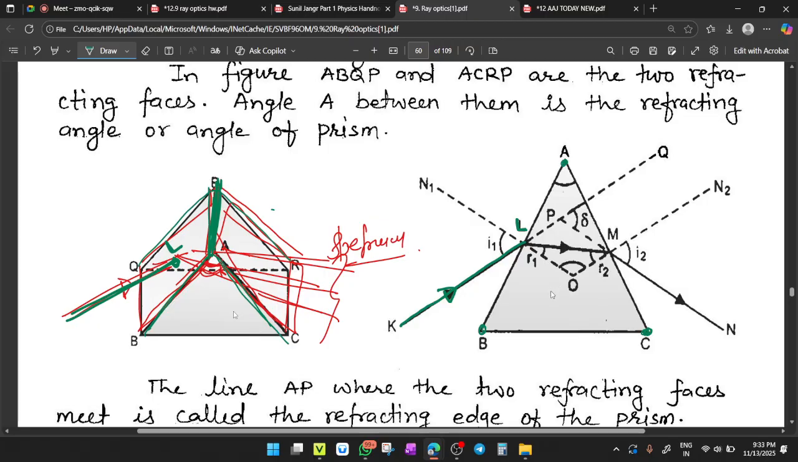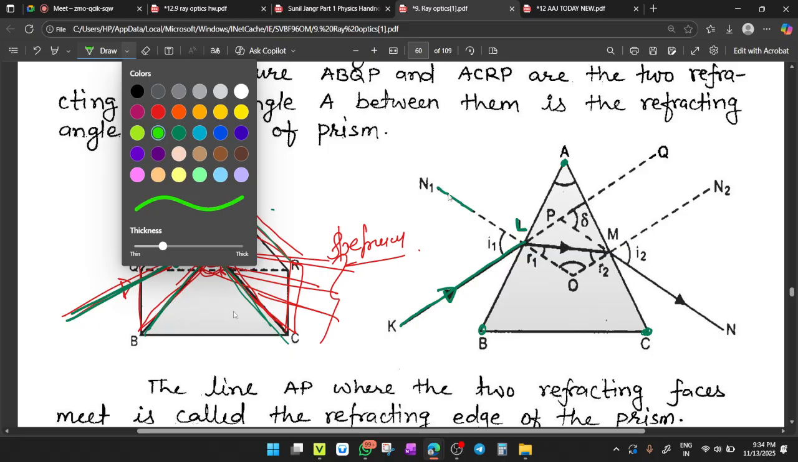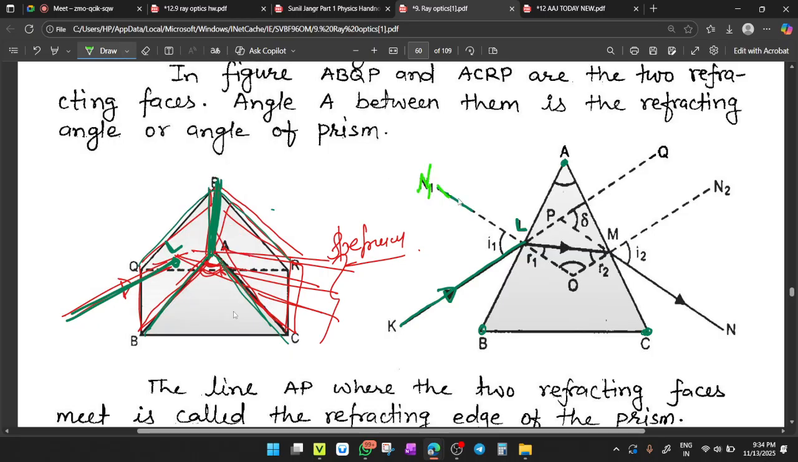So first you have to make the normal, because we have to perform the refraction with respect to normal. So first it is the normal number 1. We have considered a normal here with the name N1. Draw the normal, students. Now this ray, the incident ray, is making some angle I1 from the normal.